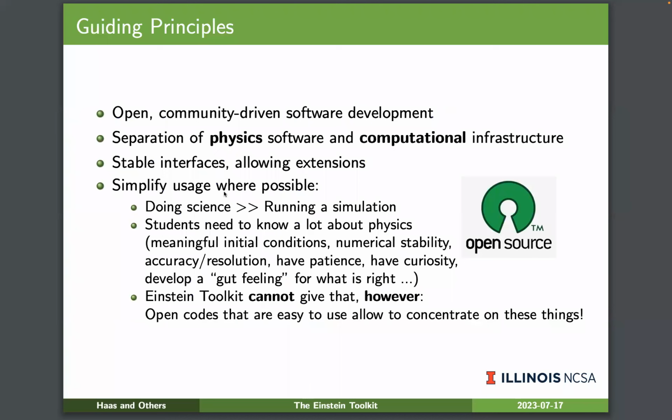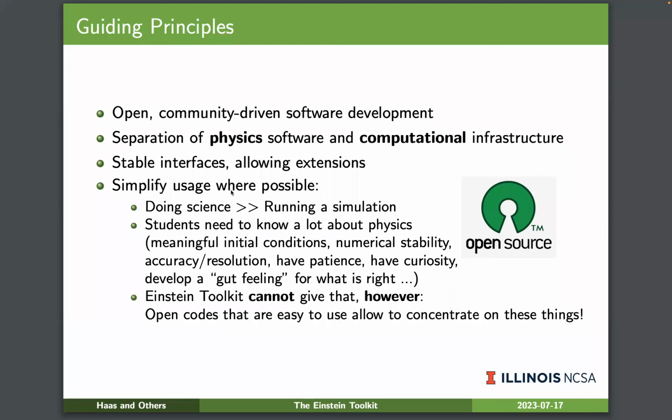All right, so that's the idea. Let me restate the guiding principles. We really want to have open, community-driven software development going on. We have a separation between physics and computational infrastructure in there. We want to have stable interfaces that allow you to extend them as you want, but also let you be sure that the code that you started your PhD with still has a good chance of working three years in, and that you don't constantly have the rug pulled out from underneath your feet because the basic infrastructure changes every two weeks in an incompatible way, and you spend all of your time catching up with the infrastructure.